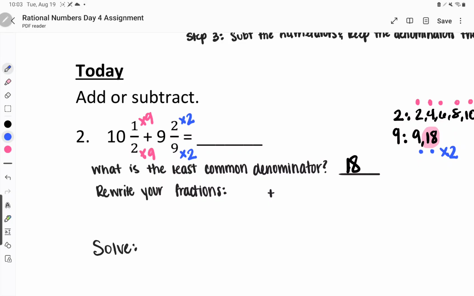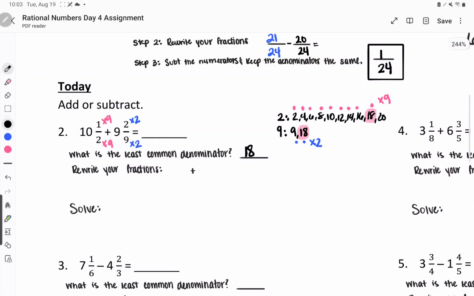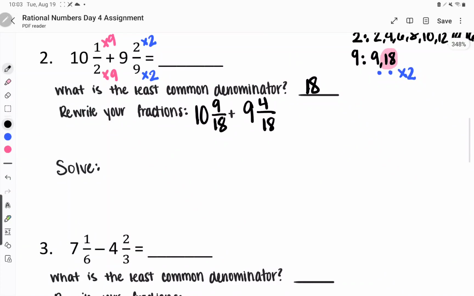2. Okay, so when we rewrite this, we would have 10, and then 1 times 9 is 9, and then 2 times 9 is 18, plus 9, and I would do 2 times 2, which gives me 4, and then 9 times 2, which gives me 18. At this point, I will add my whole numbers, so 10 plus 9 gives me 19, and then I add my numerators together. 9 plus 4 gives me 13 over 18.